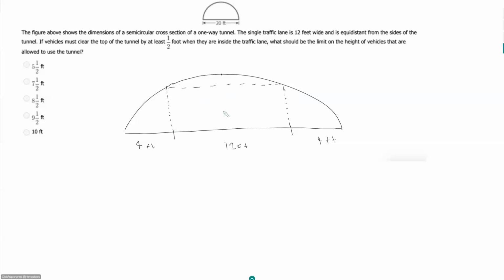So we got a semicircle here. So what is the radius of this circle going to be? This is a circle with a radius of 10, right? Because it's 20 feet across. So in terms of a rectangle, that is 6 feet here and 6 feet here.